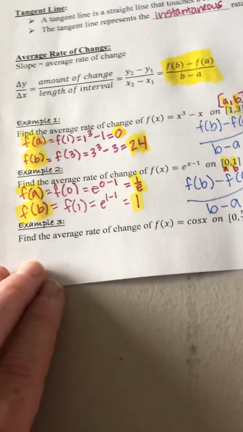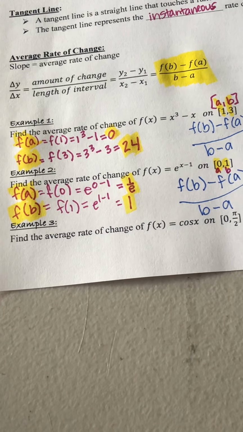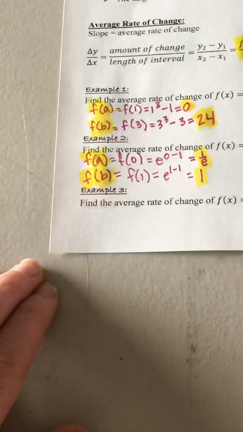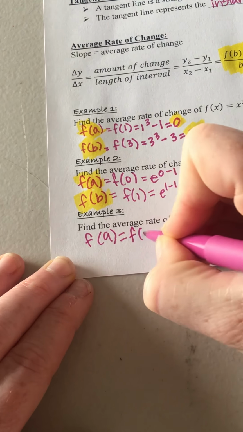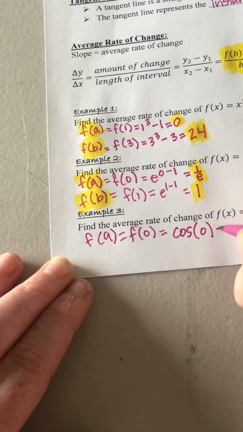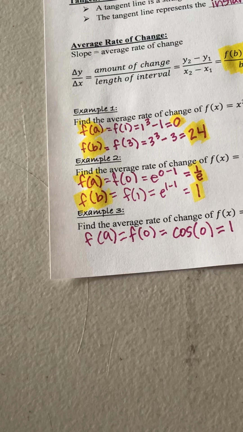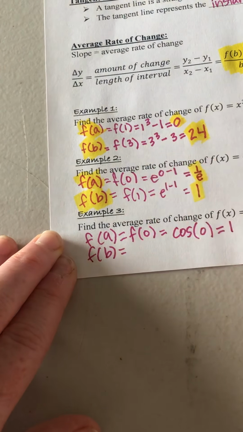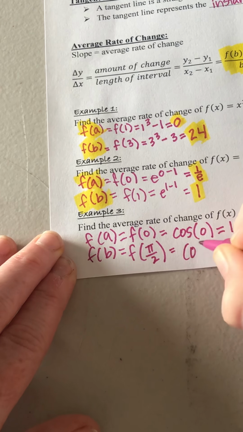All right, cool. Last one, find the average rate of change. F of x equals cosine x on 0 to pi over 2. All right, so we have a is 0, b is pi over 2. F of a is f of 0, and that's cosine 0, which equals 1. All right, and f of b is f of pi over 2, and that's cosine pi over 2.